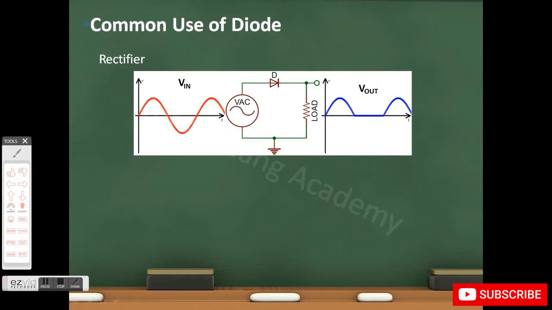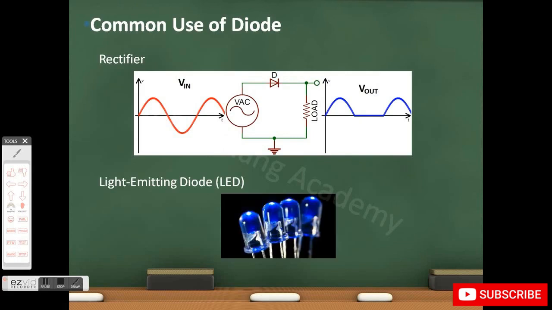Another commonly used diode is the LED, light emitting diode. It emits light when activated. LEDs use less energy and have a longer lifetime, which is why they're used almost everywhere.